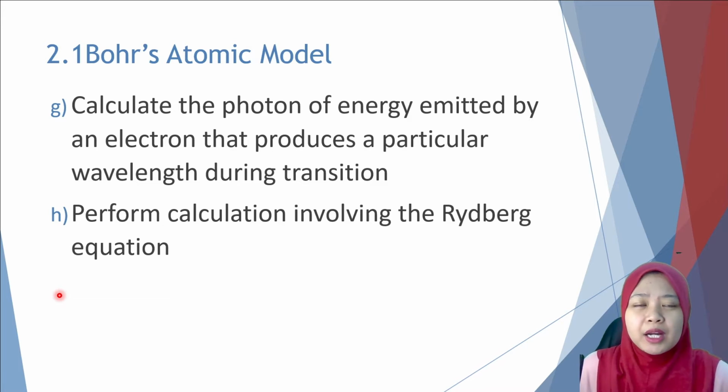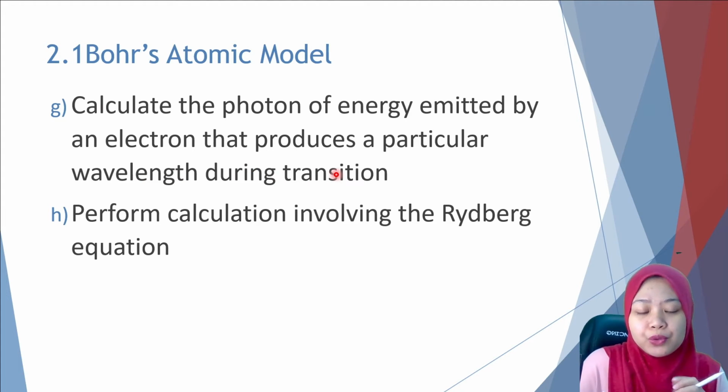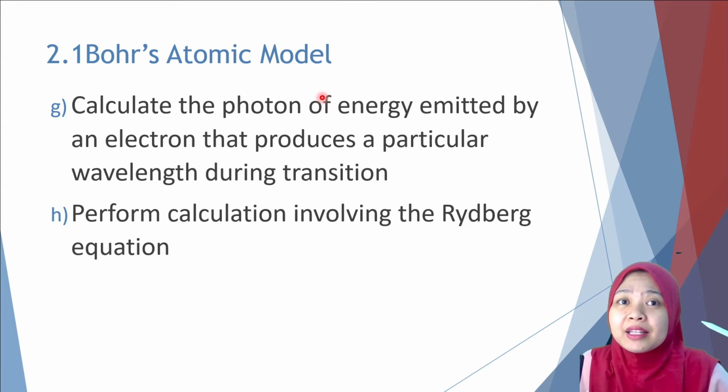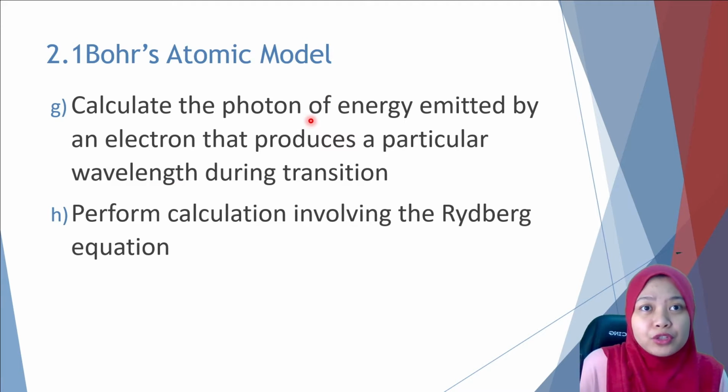The first two learning outcomes that we are going to look at is to calculate the photon of energy emitted by an electron that produces a particular wavelength during transition. So you already learned in the first video that when the energy was emitted, there will be a photon, which is a light that comes out when the electron moves from higher energy level to lower energy level. So you are going to calculate the wavelength of this photon.